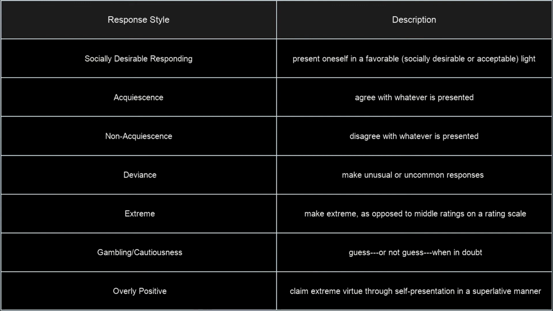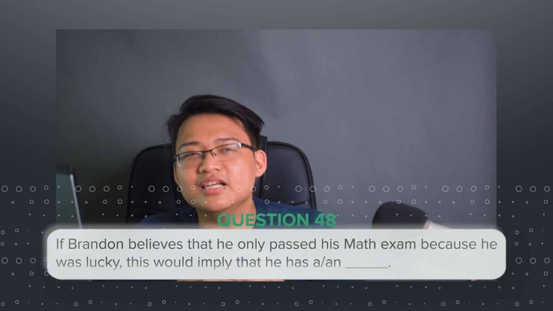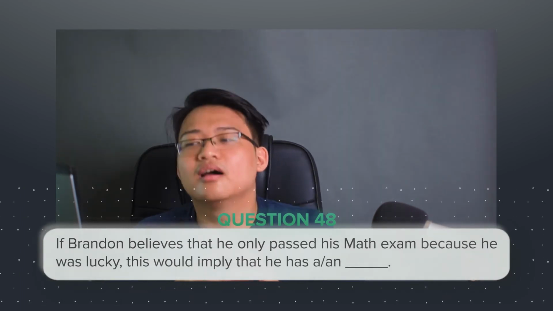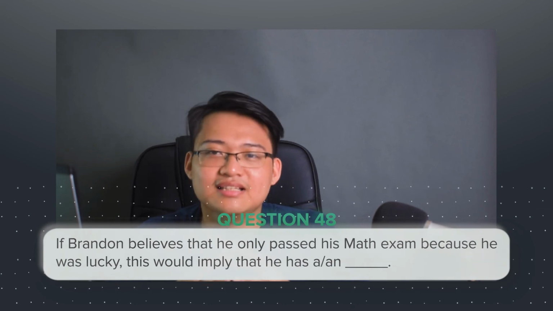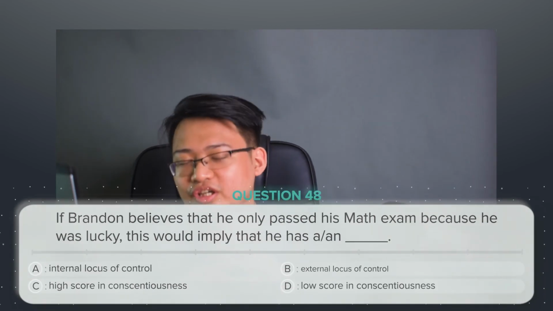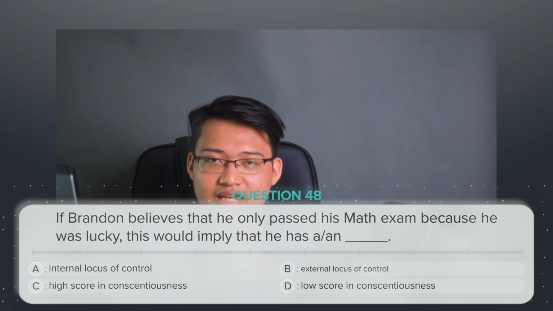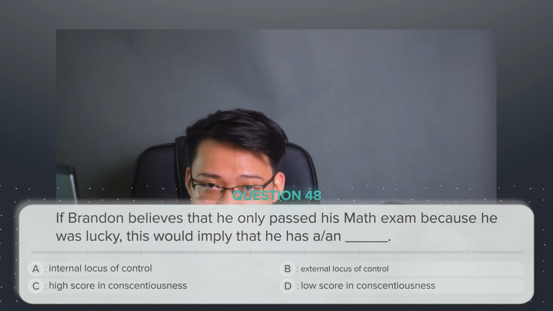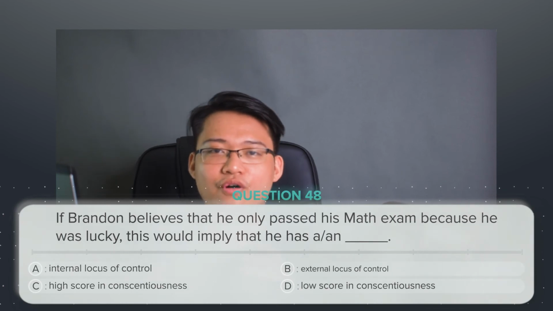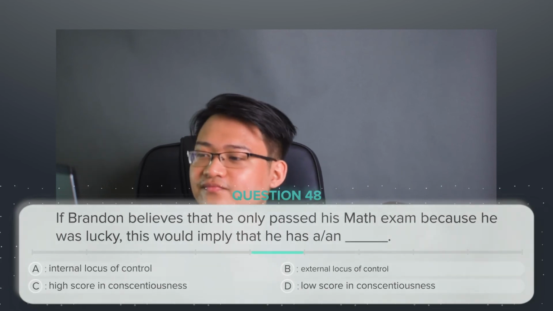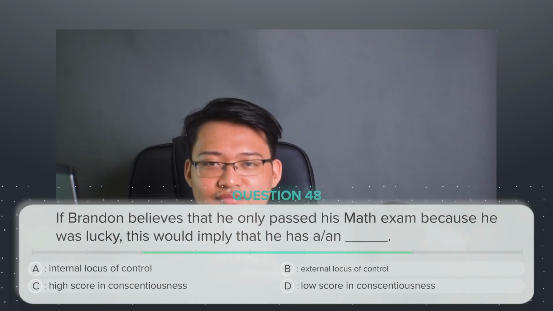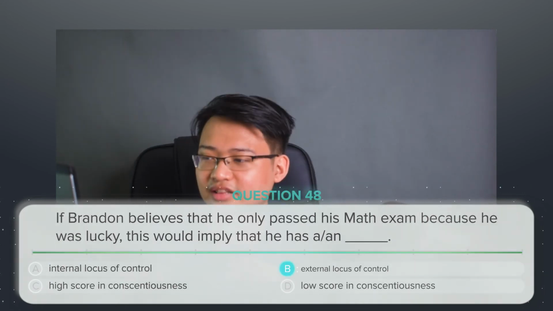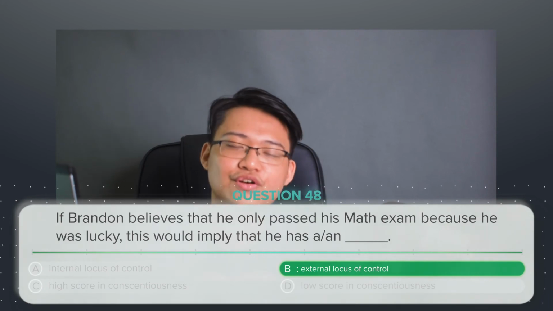And with overly positive, closely related siya sa socially desirable, where you claim extreme virtue through self-presentation in a superlative manner. If Brandon believes that he only passed his math exam because he was lucky, this would imply that he has A, an internal locus of control, B, external locus of control, C, high score in conscientiousness, or D, low score in conscientiousness. And the correct answer is letter B, external locus of control.